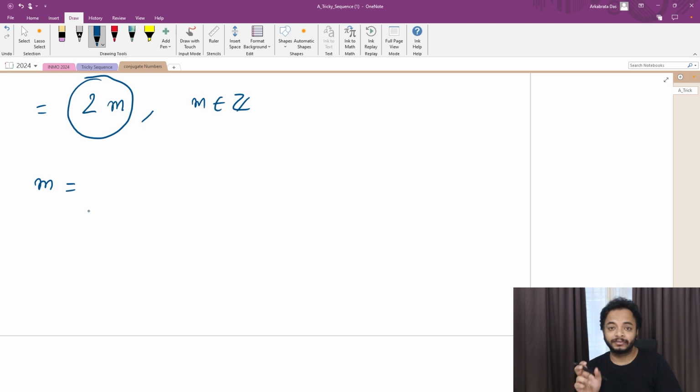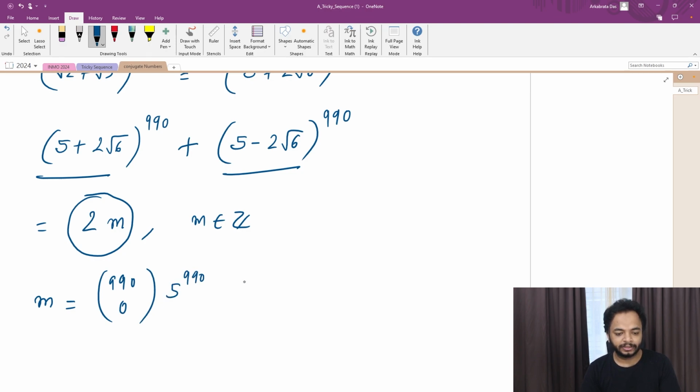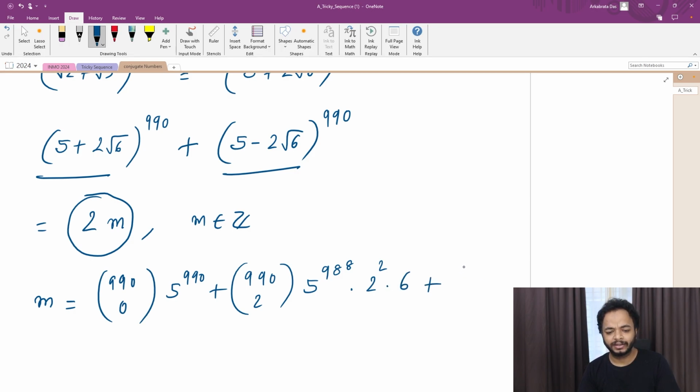As I told you, when the even terms are surviving, you will be getting m. So basically, that will be 990 choose 0, 5 to the power 990, plus, in this term, 2 times root 6, its power is 0, which is also even. Now the next one is 990 choose 2, 5 to the power 988, then 2 times root 6 whole squared. So it basically gets to 2 squared times 6, plus 990 choose 4, and then 5 to the power 986, and then 2 to the power 4 and 6 squared, and so on.